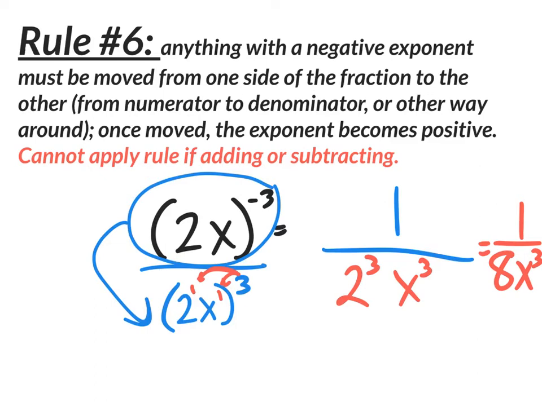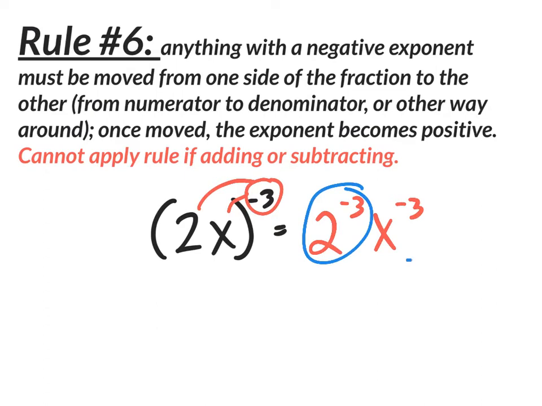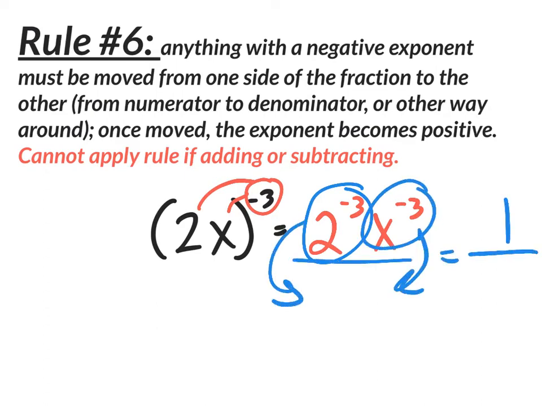Let me go back and do it the other way. So here's the same exact question, but I'm going to distribute first. Distribute. You will have 2 to the negative 3, x to the negative 3. Then you could apply the rule with negative exponents. This one's going to go down, and this one's also going to go down. So there's nothing left up on top. You have a 2 to the third on the bottom. You have an x to the third on the bottom. So you'll get the same exact answer, 1 over 8x to the third. It's just done a different way.